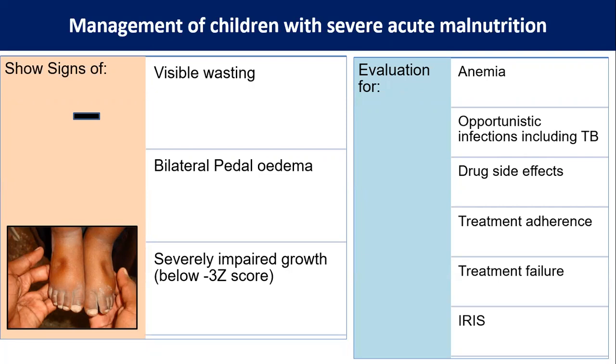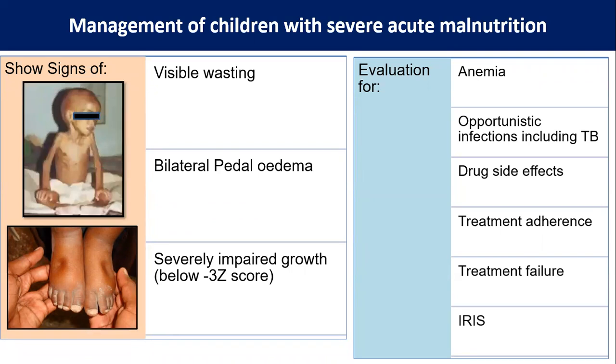Next. So this is that child. You can see that visible wasting is there. The body mass is also lost. You can see all the bones. Next.